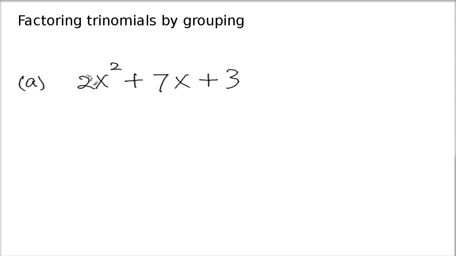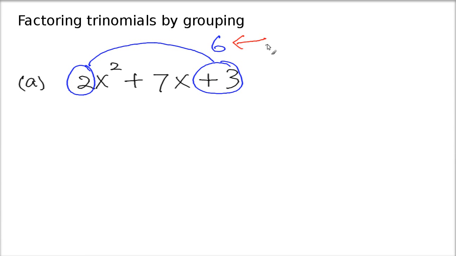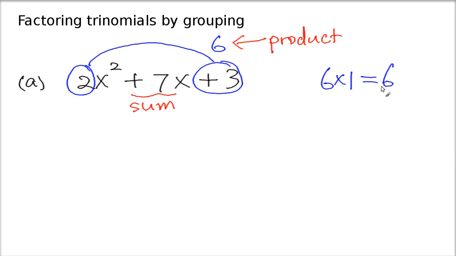The first thing I'm going to do is multiply the leading coefficient and the constant term. So 2 times 3 is 6. And then the next thing I'm going to do is look for a pair of numbers whose product is 6 and whose sum is the number in the middle, which is 7. Well, 6 and 1: 6 times 1 is 6 and 6 plus 1 is 7. So this is the pair we are looking for.